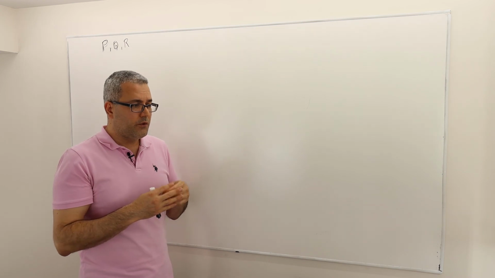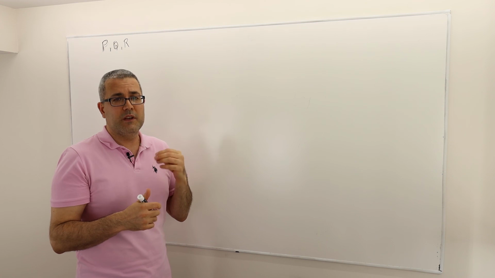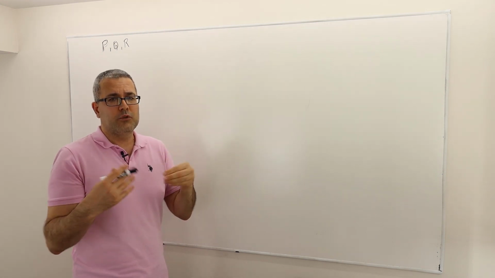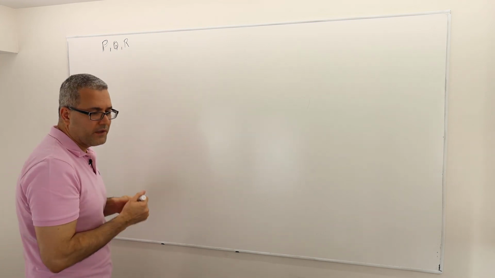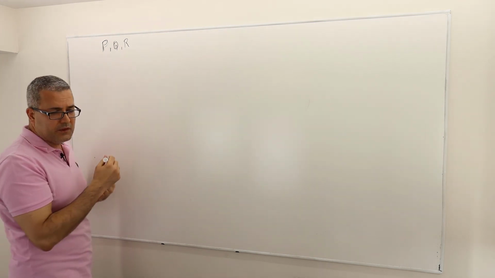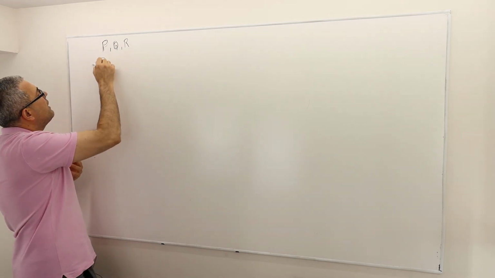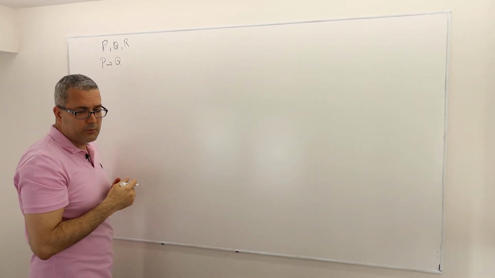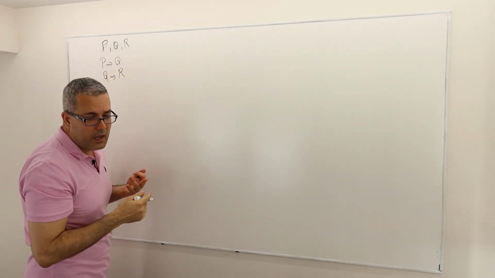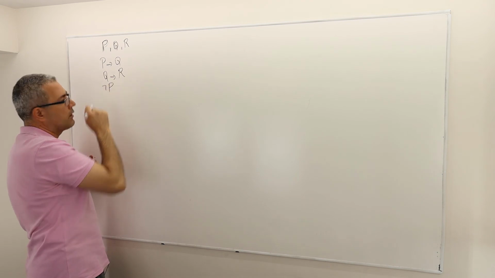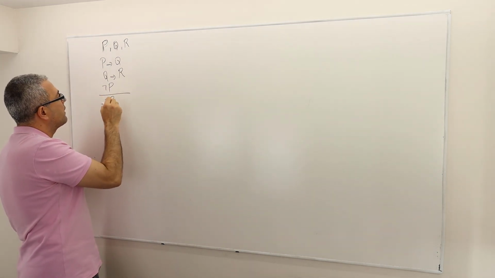So what I would like to do first is solve an example where we show that an argument is an invalid argument by picturing the truth table. And so we also go over the basics of the truth table. So here is the argument. I have three premises. P implies Q is the first premise, Q implies R is the second premise, and not P is the third premise. The conclusion is therefore not R.